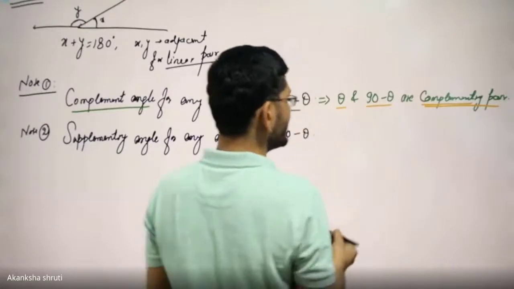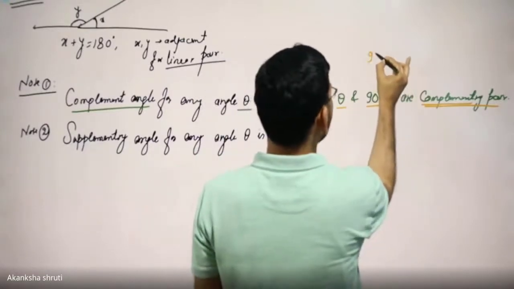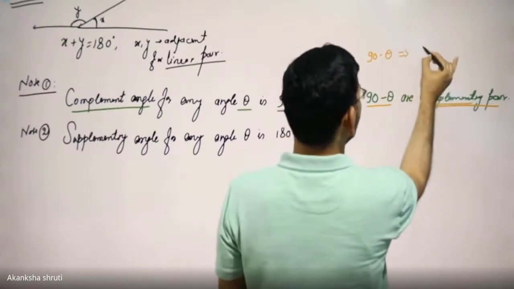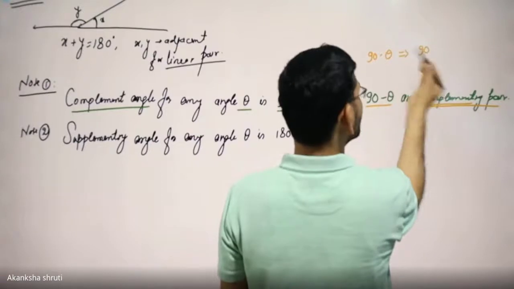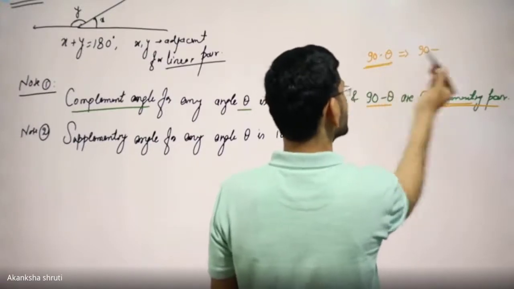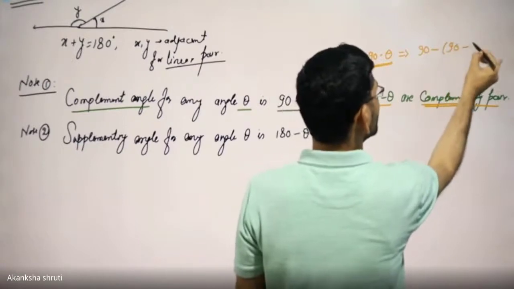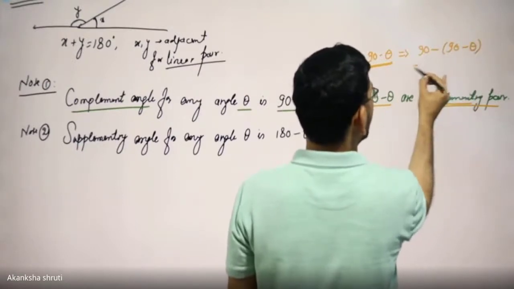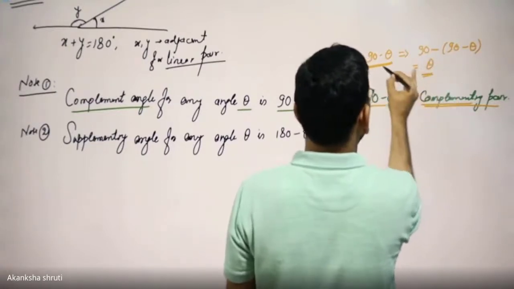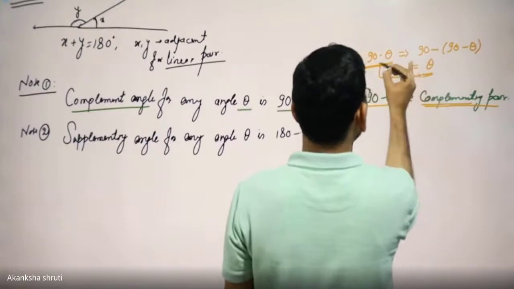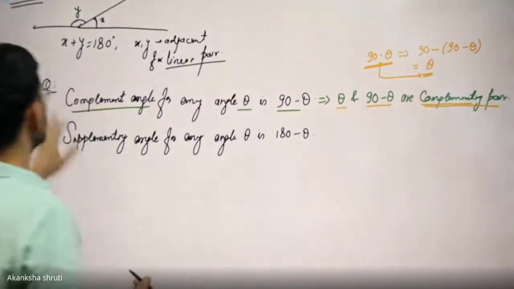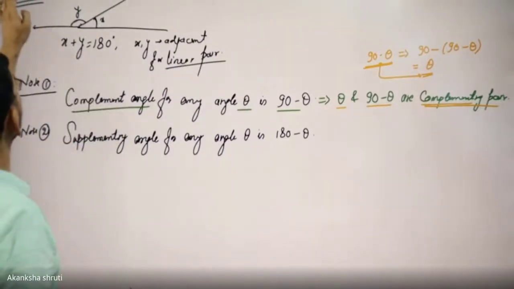Or even if we consider one angle as 90 minus theta, what will be its complementary angle? That can be obtained by taking 90 minus whatever angle we are taking, 90 minus theta. Again, 90 minus 90 will get cancelled, and what is left is theta. Therefore, this pair is for each other, so that their sum is always 90. That is called a complementary pair.